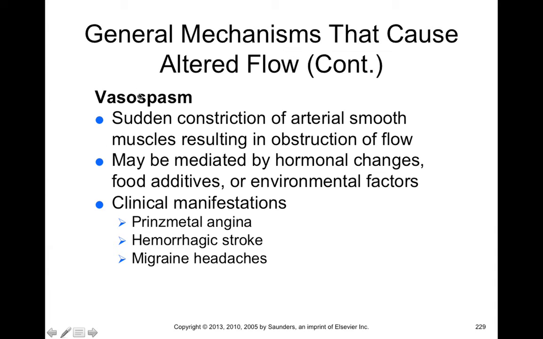Now, vasospasms can lead to emboli, and it's basically a sudden constriction of arterial smooth muscles, which can obstruct flow. This can be mediated by hormonal changes, food additives like monosodium glutamate, or other things that people can be allergic to, like gluten, or environmental factors. So some of the clinical manifestations of a vasospasm could be things like hemorrhagic stroke, migraine, or even angina pectoris, which is intermittent heart pain.